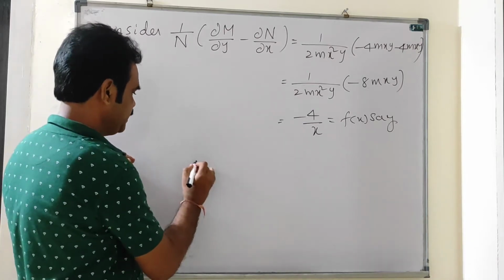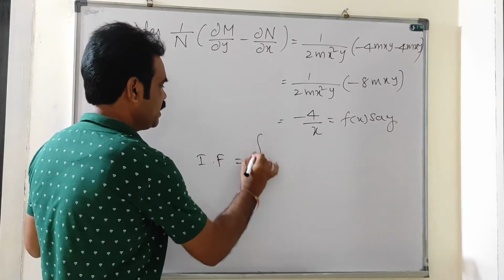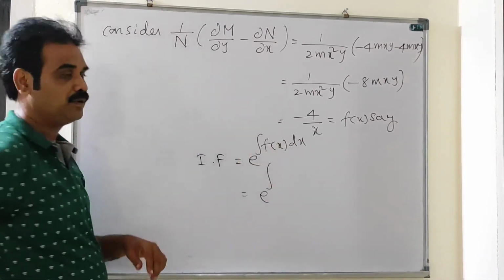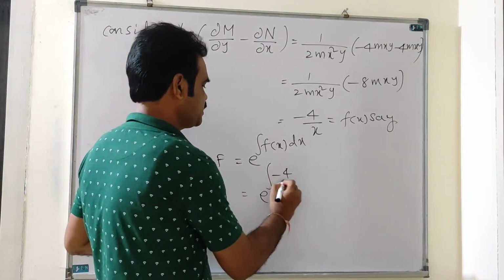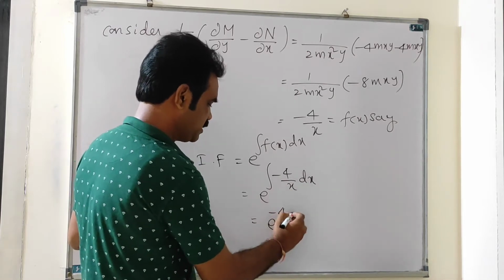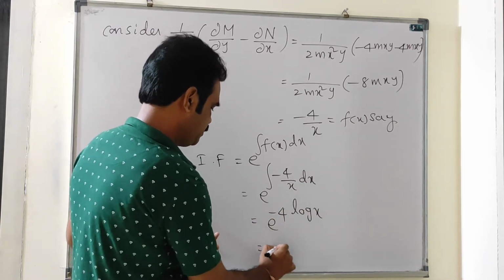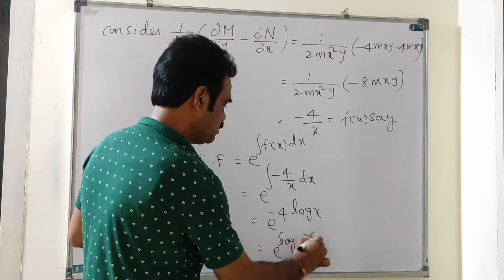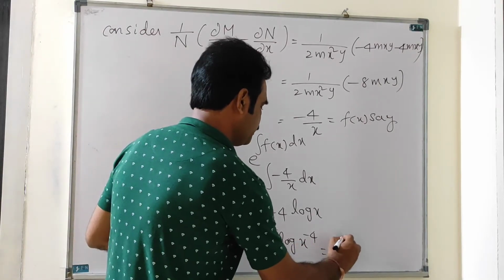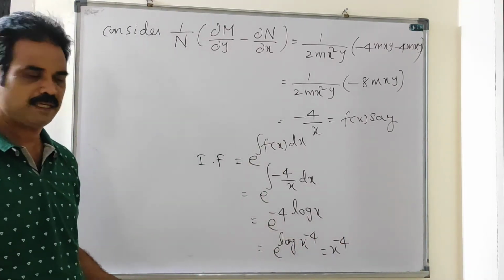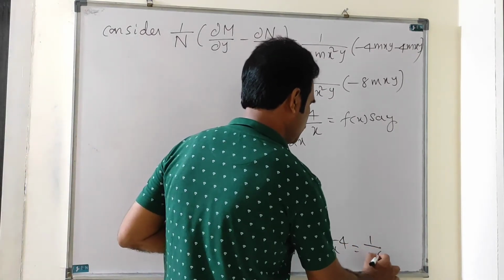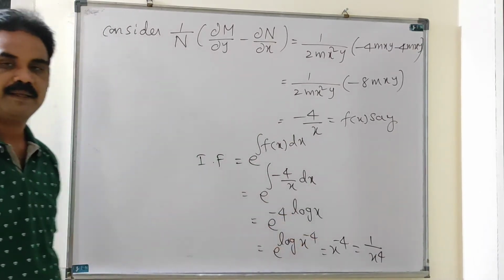By method 3, the integrating factor is e power integral f of x dx, which is equal to e power integral of minus 4 by x dx. That is equal to e power minus 4 integral 1 by x dx, and the integral of 1 by x dx is log x, so it is e power (log x power minus 4). Since n log x is log x power n, that is equal to x power minus 4. E power log x is x, e power log x power minus 4 is x power minus 4. That is equal to 1 by x power 4. The integrating factor is 1 by x power 4.